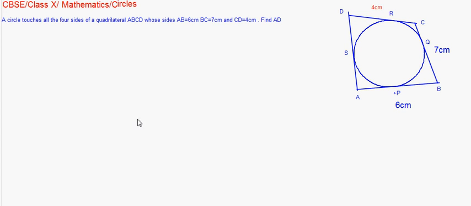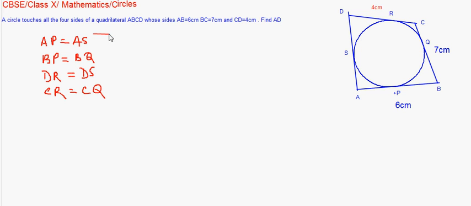Let us start solving. Just observe from the point A, these AP and AS are the two tangents drawn to the circle. Similarly, DS, DR, CR, CQ, BQ and PB. We already know the theorem which says the lengths of the two tangents drawn from an external point of the circle are equal. So AP is equal to AS, BP is equal to BQ, DR is equal to DS, CR is equal to CQ. The same reason applies to all of them. I'm not writing it right now, but the reason, that theorem, can be written somewhere here.